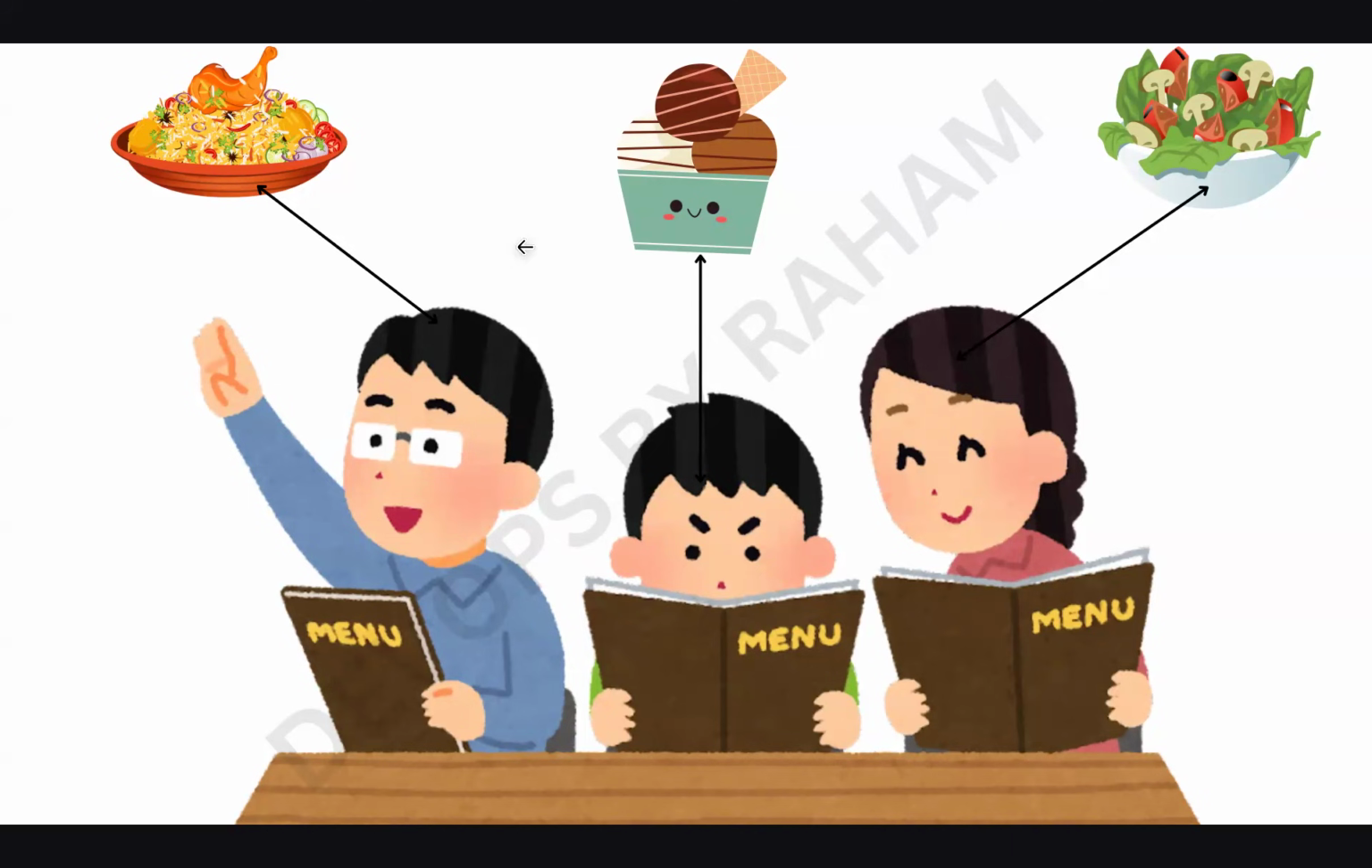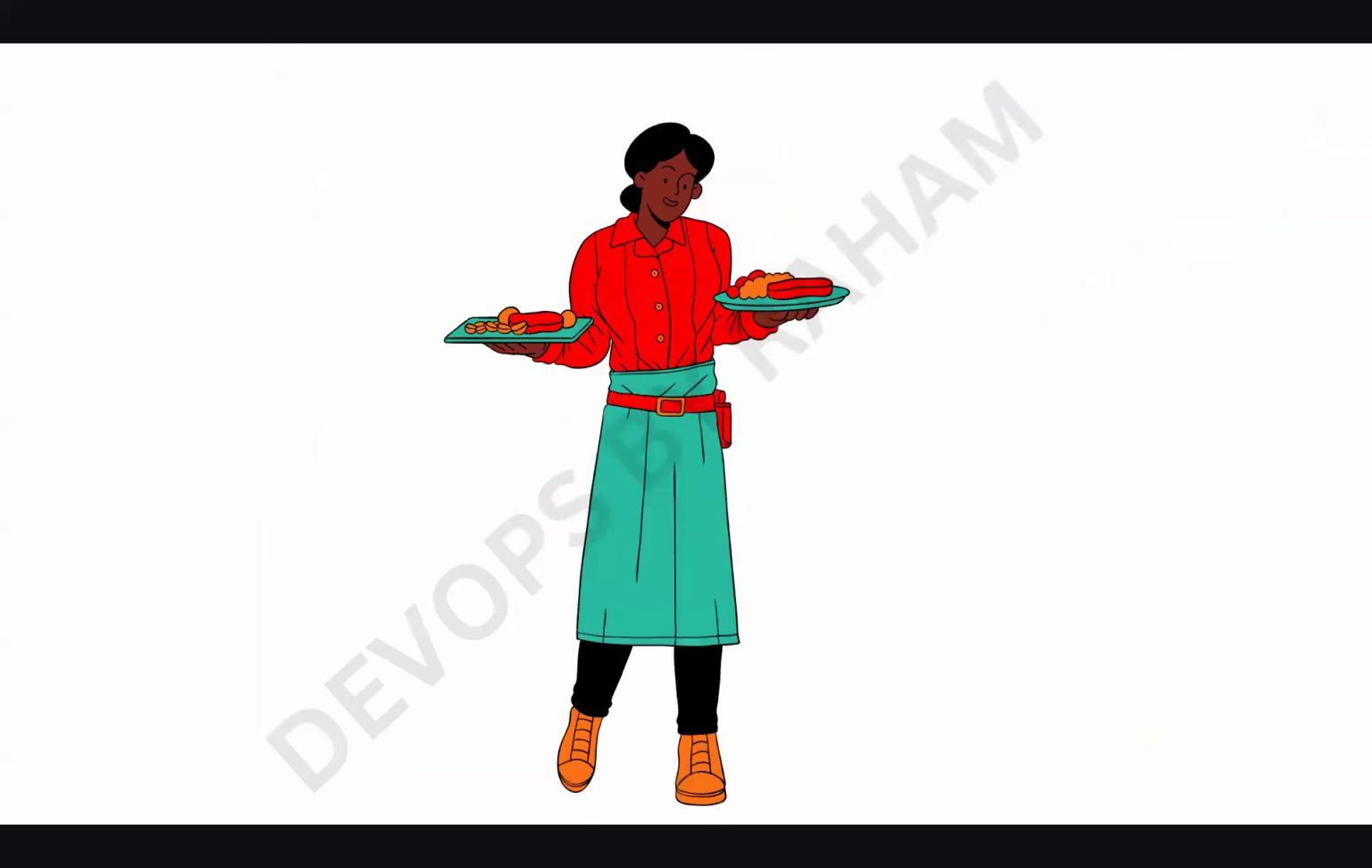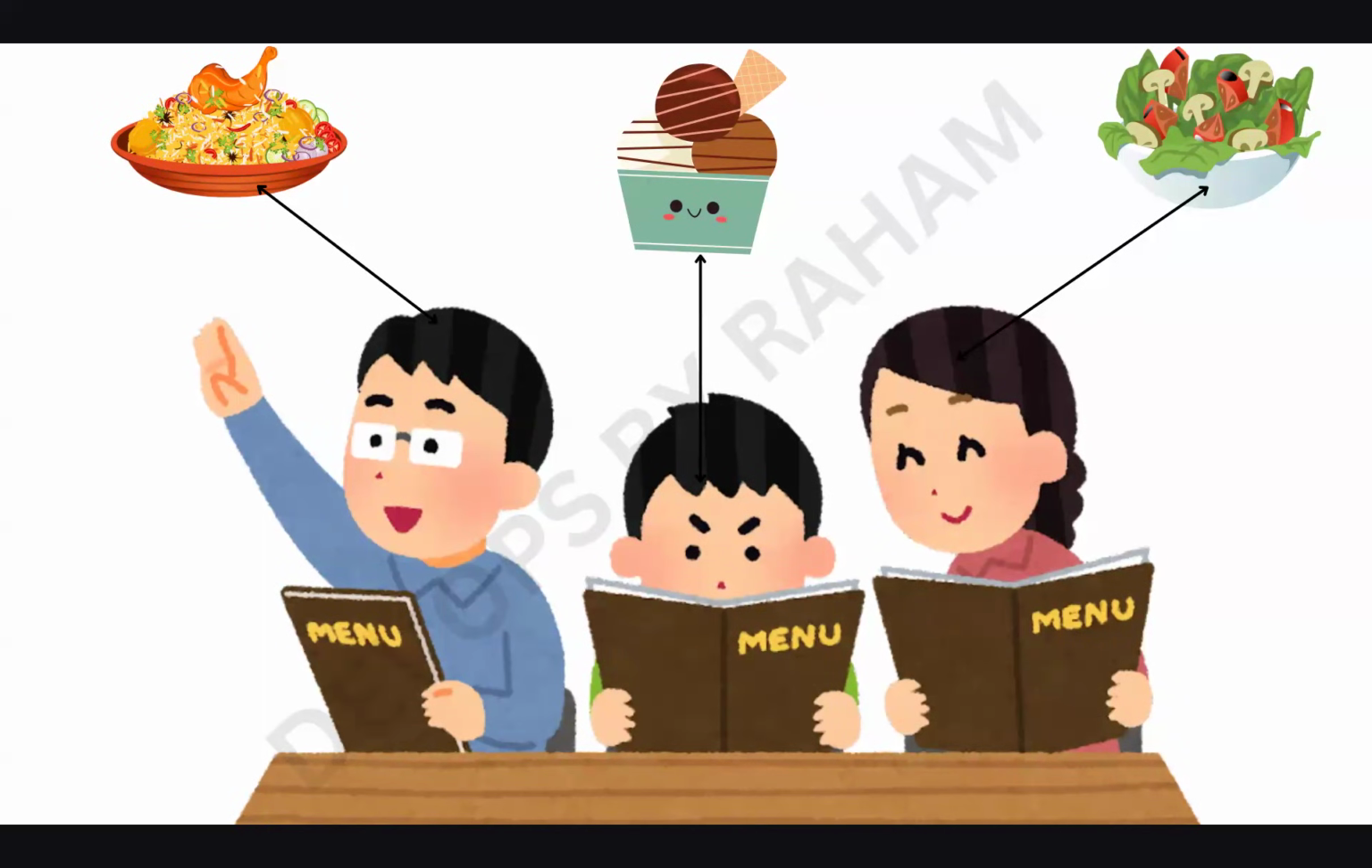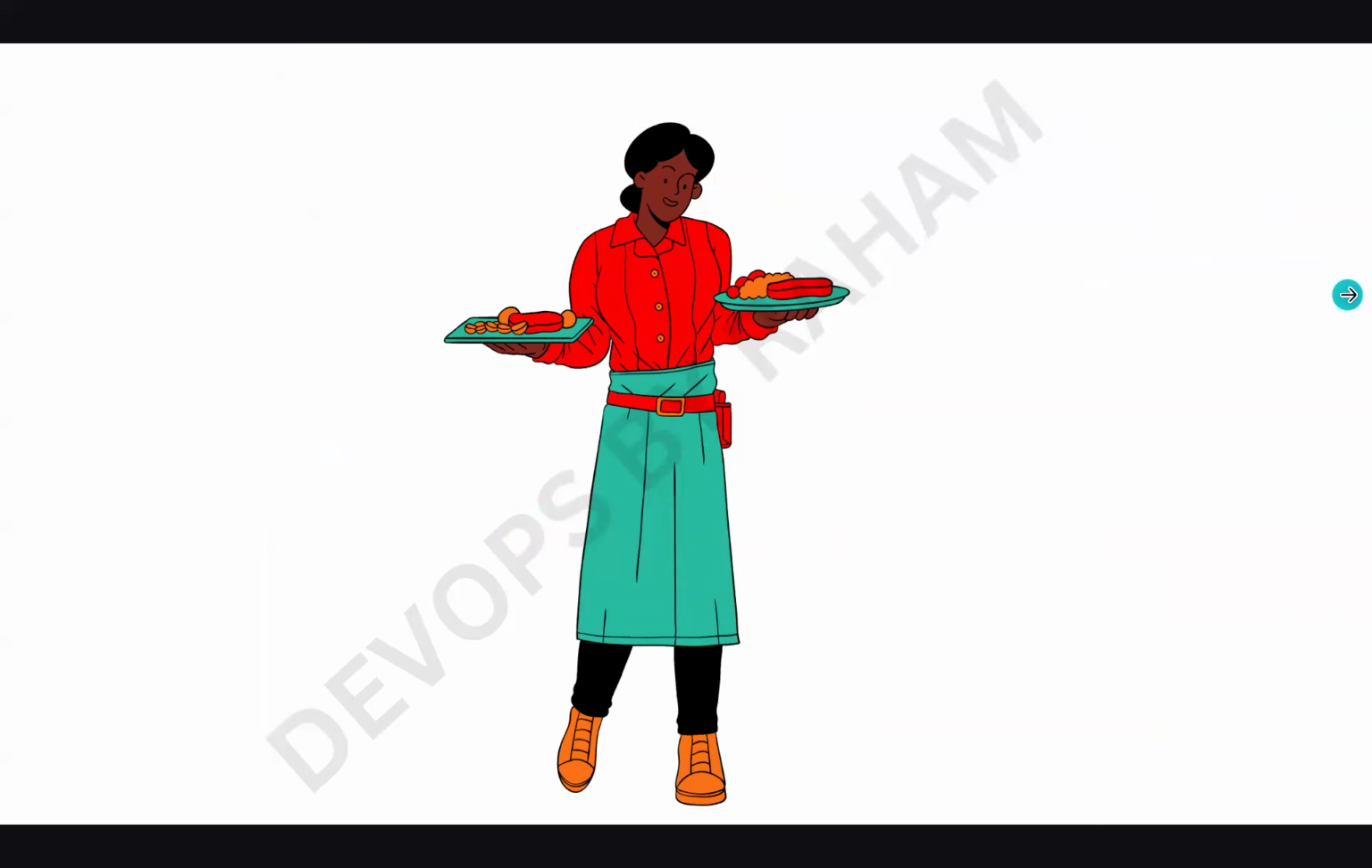Coming to requirement number 2. This little guy is very fond of ice creams and chocolates. He orders an ice cream. To whom? Server. The server will go to the backend kitchen and bring the ice cream. Next, requirement number 3. That lady wants only vegetable salad. She'll order vegetable salad. The server will go to the backend kitchen and bring the vegetable salad.